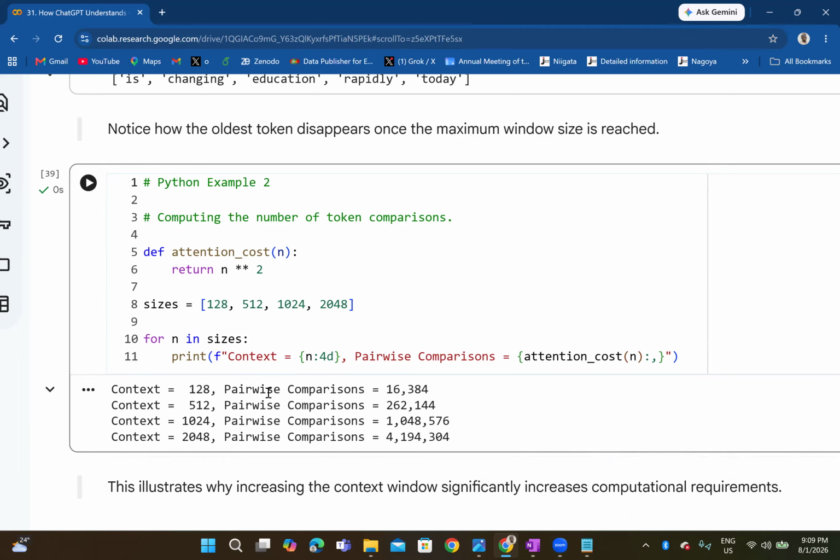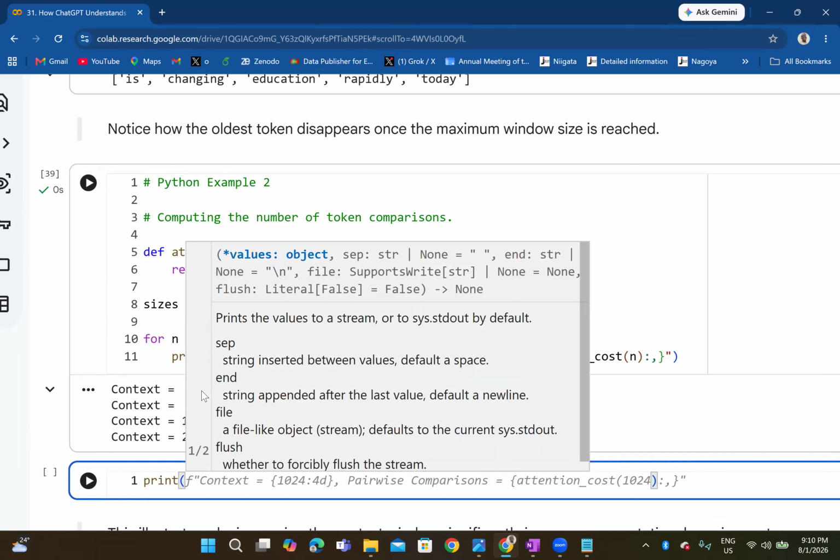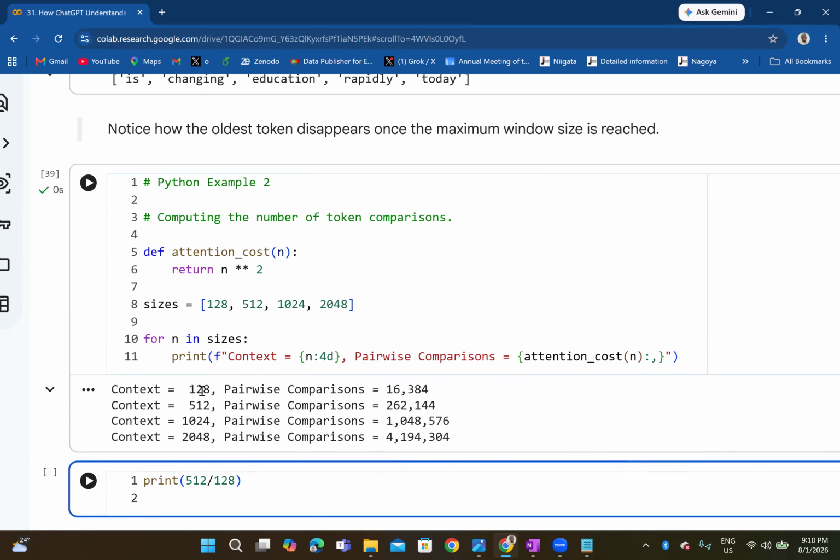So doubling the context window raises... Okay, let's even check a quick code here. Let's check from 1 to 8. Print 512 over 128. So let's say you're printing that, and then you also want to print this.